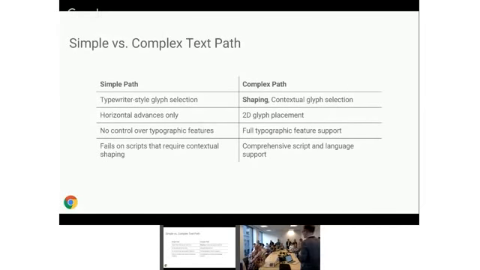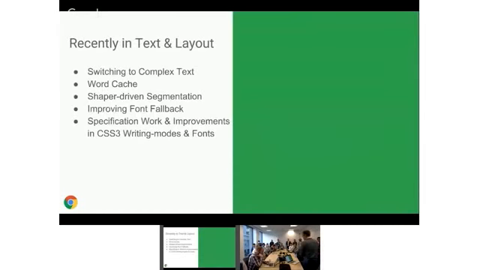The simple path does not provide control over typographic features. There is hacky kerning support, I think, but it's not working very well. The complex path does full typographic feature support. You can activate OpenType features as you go. The simple path fails on scripts that require contextual shaping, so it doesn't support Arabic, for example. The complex path does comprehensive script and language support. So that's the background.